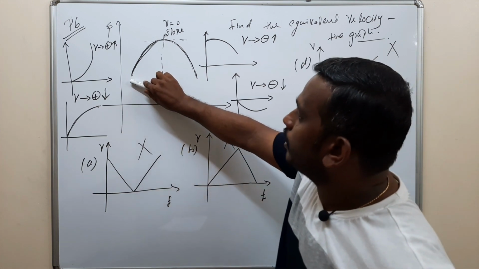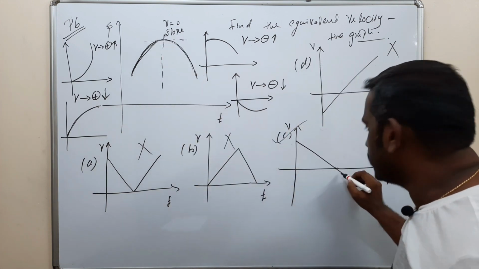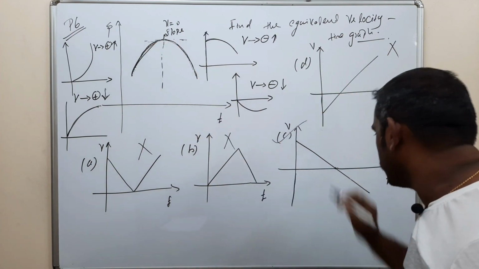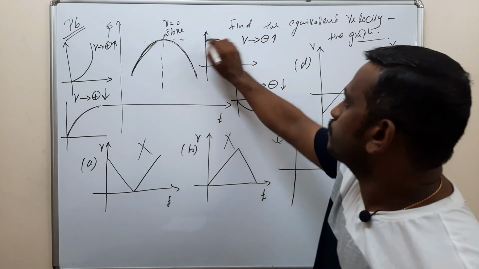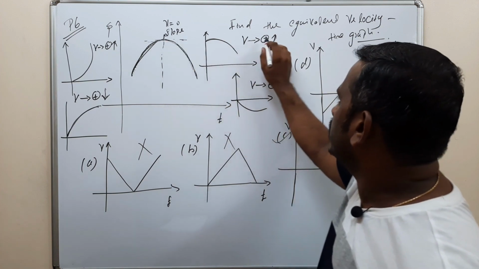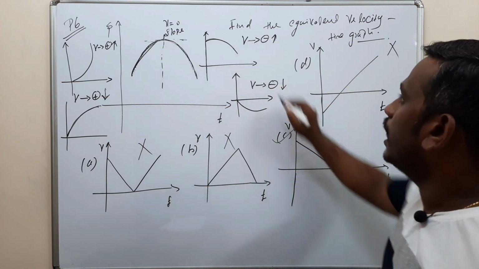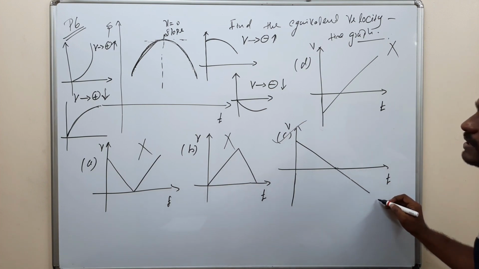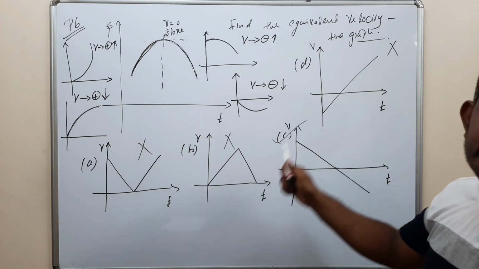So velocity positive decreasing. In this portion, velocity becomes 0 at this point. Then in this portion velocity is negative, and as time goes on, velocity is increasing. Negative portion is increasing. So that is the answer. Clear?